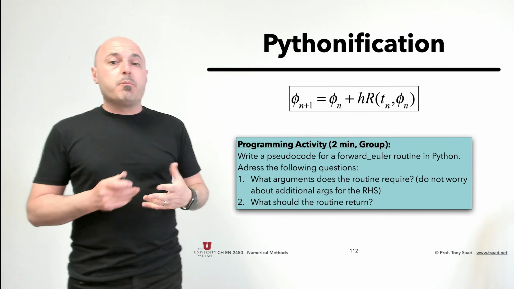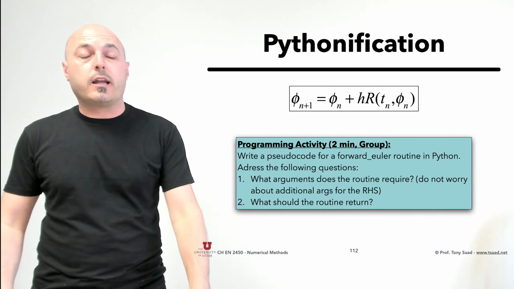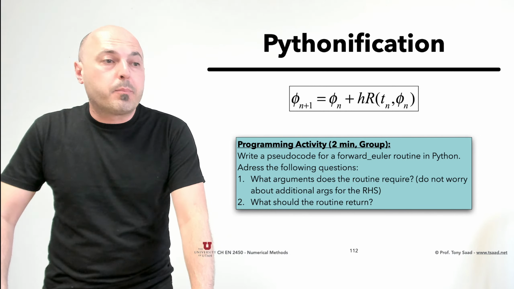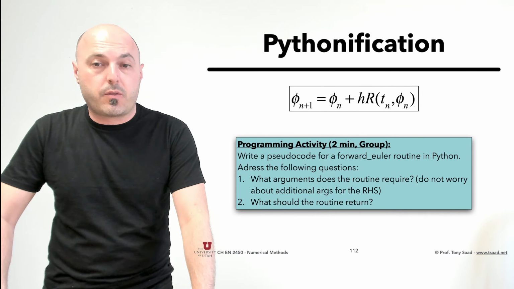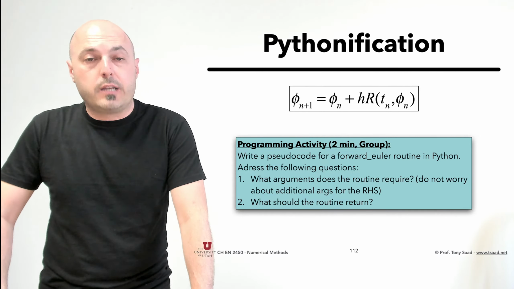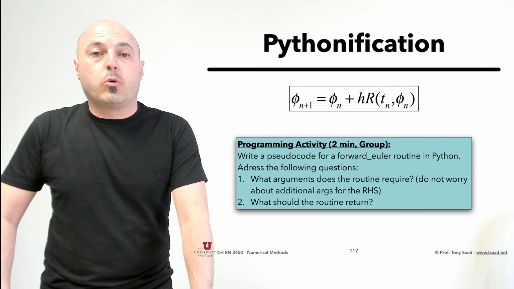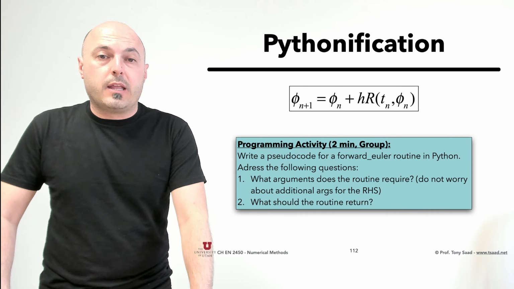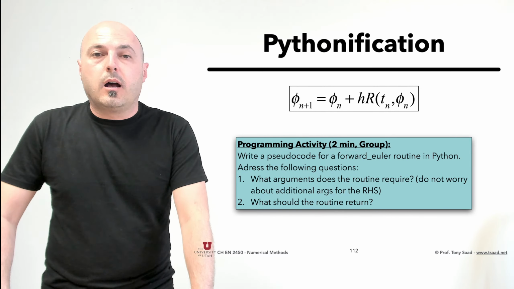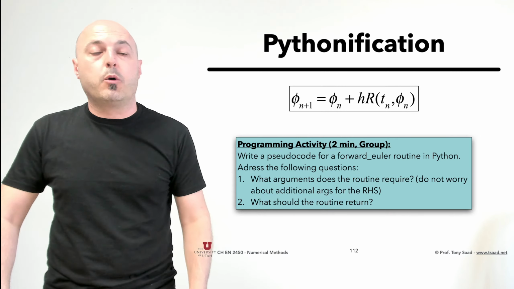So now I want you to take a moment and think about what you would need to do to write pseudocode in order to implement the forward Euler method in Python. What arguments does the routine require? Do not worry about passing additional arguments to the right-hand side right now. Just assume that the right-hand side is only a function of t and phi, and that you define all other coefficients outside, or hard code them. And what should the routine return to you? So pause the video, take a moment, and think about this.